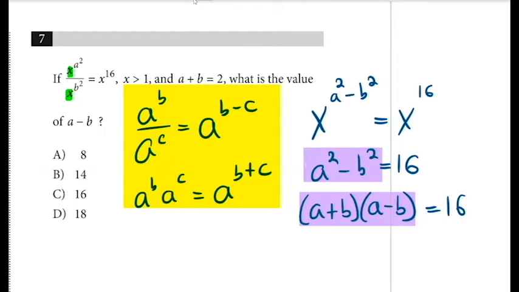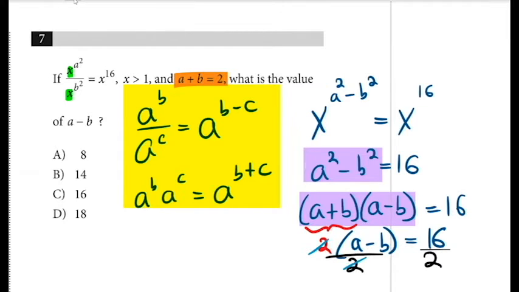Coincidentally, the question told us that a plus b equals 2, so let's fill that in. And having a 2 right there will give us 2 times a minus b equals 16. A nice easy next step that we can do that'll take us to our answer is divide both sides by 2, and you get the 2's canceling on the left hand side, and a minus b equals 16 divided by 2, which is 8. So the answer for number 7 is A.